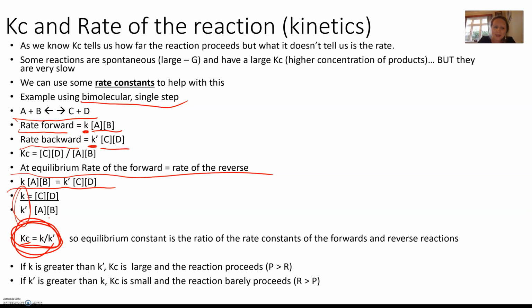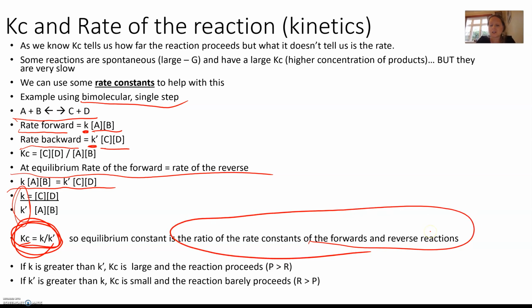So we can actually compare the rate constant of the forwards reaction with the rate constant of the reverse reaction, and that ratio will tell us which way the reaction favours.